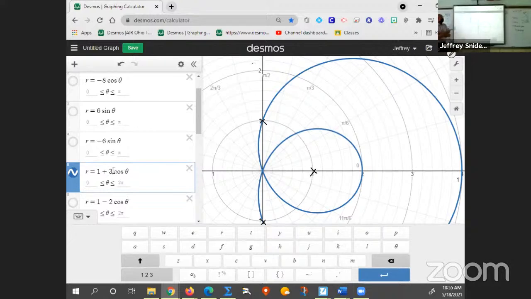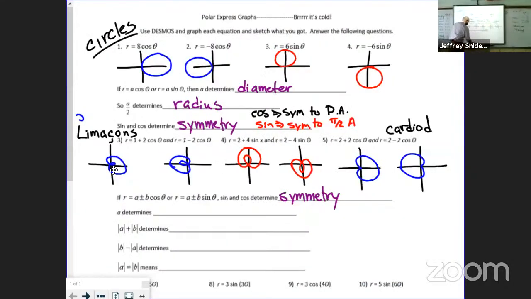Okay, so let's talk about this then. What is it? Well, this is the symmetric axis. This would be the non-symmetric axis. It's the intercepts on the non-symmetric axis. I'm going to write this down here. A determines the intercepts on the non-symmetric axis. Okay, that's what that gives us.